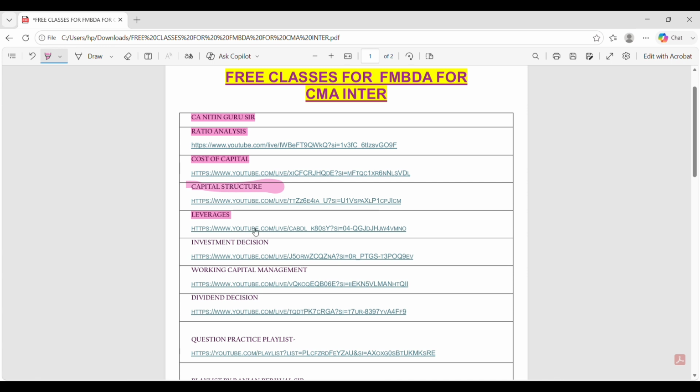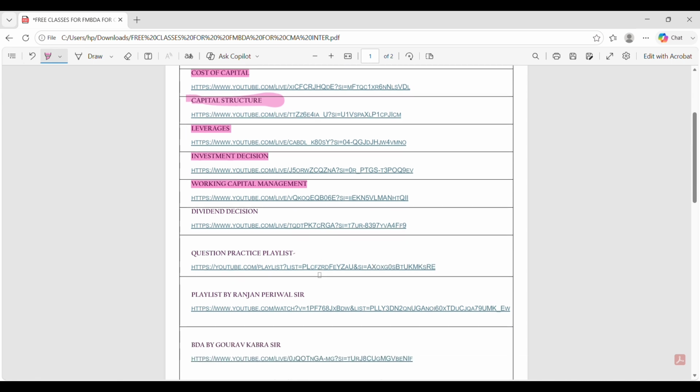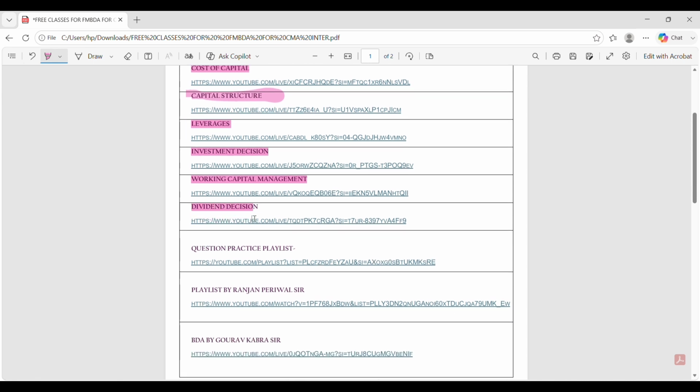And the fifth one is investment decision. It covers capital budgeting techniques like NPV, IRR, payback period, PI, and more. And the sixth one is working capital management, in which you learn inventory management, receivables, cash management, and estimation of working capital requirements. And the last one is dividend decision. It explains the dividend theories, dividend policies, and their practical application in real life.